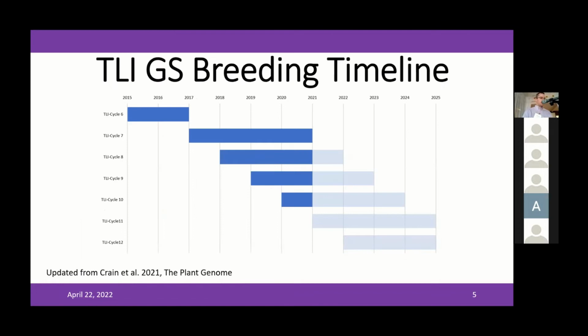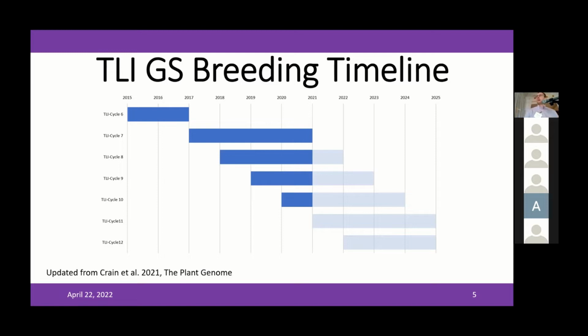And just as a timeline, the way this looks in practice, I've got across the x-axis the year starting in 2015, and on the bottom axis the various cycles. TLI cycle 6 was our first training population. It was the last cycle of just phenotypic selection. So it was planted in 2015 and then evaluated in 2016 and 17, at which point the best parents were selected. Starting in 2017, we started genomic selection. We were able to select those best parents out, and then in 2018 start cycle 8.